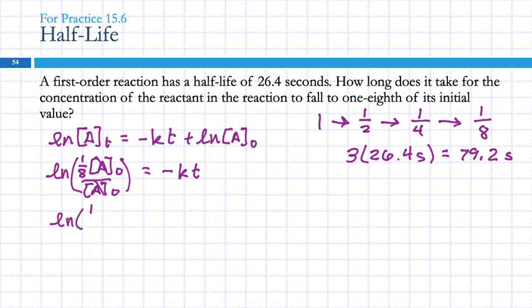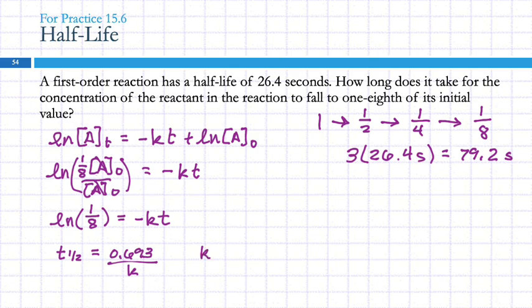Natural log of 1/8 is equal to negative k times the time we're looking for. Uh-oh. We don't know what k is. They didn't give it to us. They gave us the half-life instead, and there's an equation that relates the half-life to the rate constant, because for first-order reactions, the half-life doesn't change. So we can use this to calculate k.